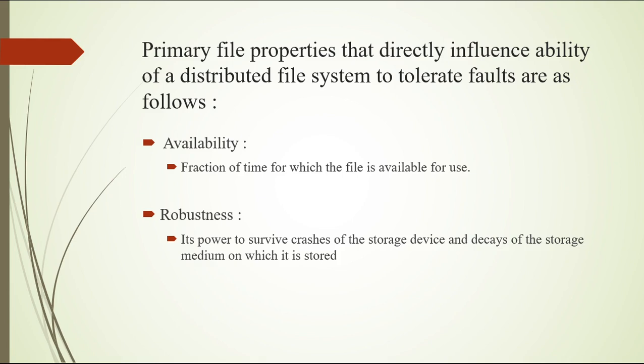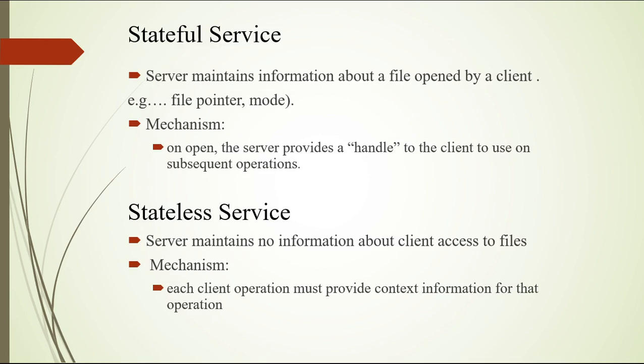Robustness. Robustness of a file refers to its power to survive crashes of the storage devices and decay of the storage devices on which it is stored. Storage devices that are implemented by using redundancy techniques, such as stable storage devices, are often used to store robust files. Next, there are two types of service in fault tolerance in distributed file systems.